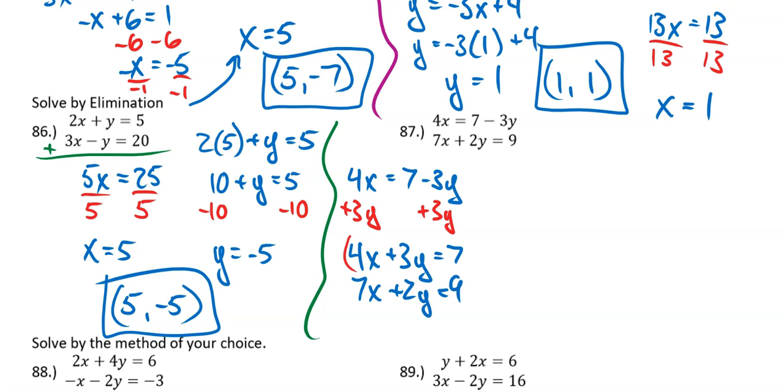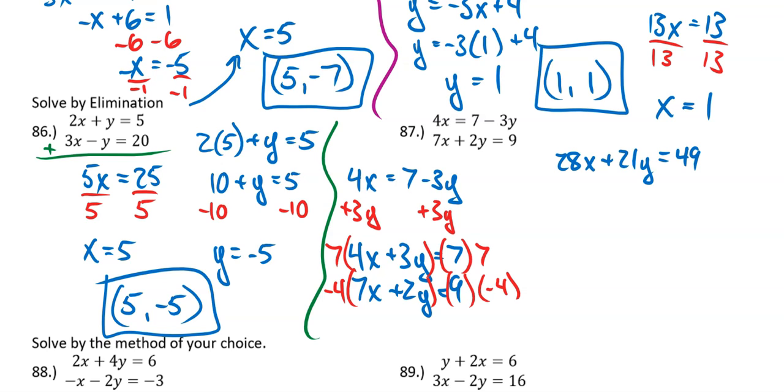If I want to get additive inverses here, I have to multiply this equation by 7, because that'll turn the coefficient of x into a 28. Down here, I have to multiply this guy by negative 4, because if the first x is 28, the second x I have to turn into a negative 28. So I multiply by negative 4. Here's the result. That first equation becomes 28x plus 21y equals 49. The second equation becomes negative 28x minus 8y equals negative 36.